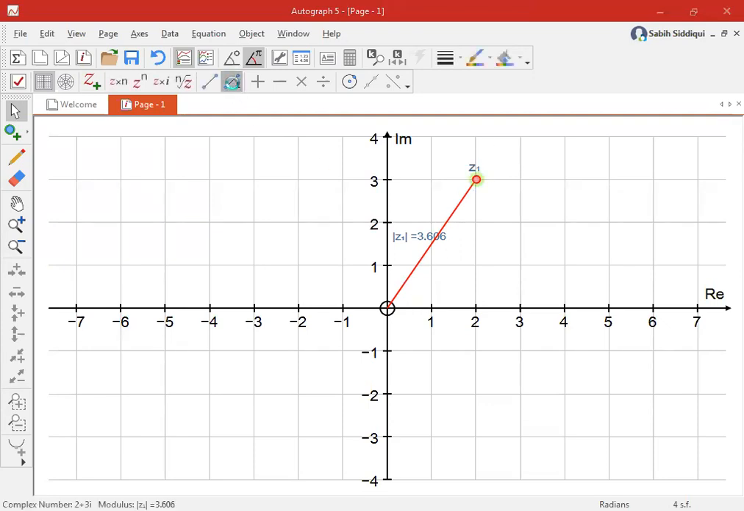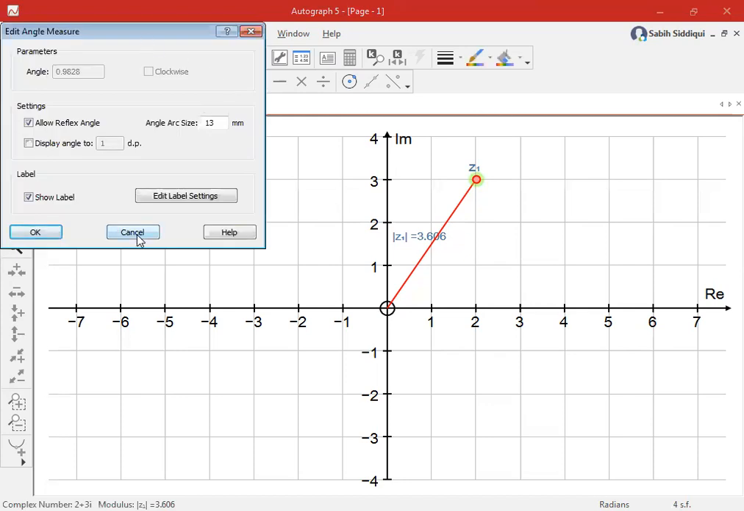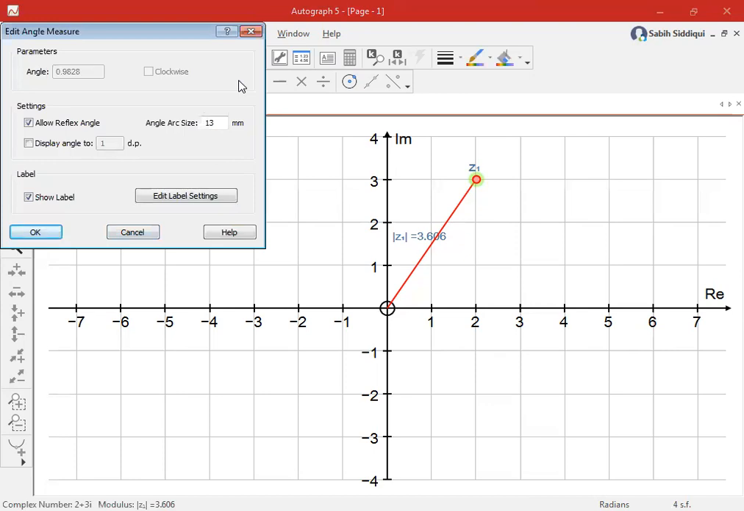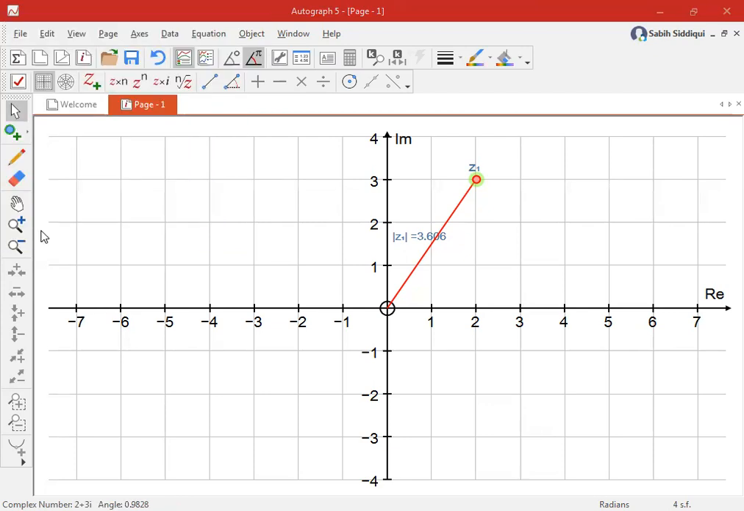Okay, I'll show you one thing. It's a very good thing when we use Autograph. When I click on argument of z, it asks me for a certain setting, reflex angle. If I'm not allowing the reflex angle, it will show me the argument, which is 0.9828. It is the angle which we find in radians. Again, we can simply use basic trigonometry to find it. Tan theta is opposite, the imaginary part, over adjacent, the real part, in this scenario.